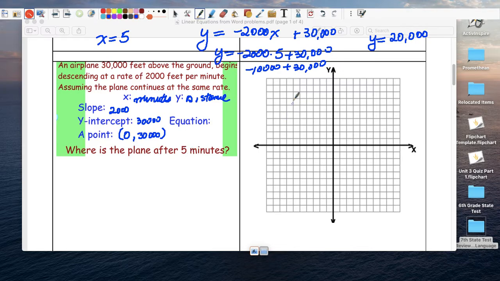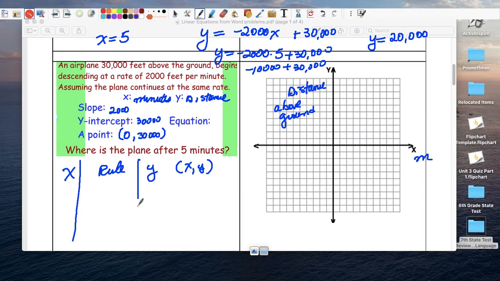Okay, so we already answered the question. I still wanted you to graph it. So we're going to call our x the minutes, or m, and our y-axis here is going to be the distance above ground. And we need a few more points, right? So x, the rule, the y coordinate, and then what's going to be my x and y. So when x equals 0, when the clock starts, we're going to go negative 2,000 times 0 plus 30,000. And we're going to get that it's at 30,000.